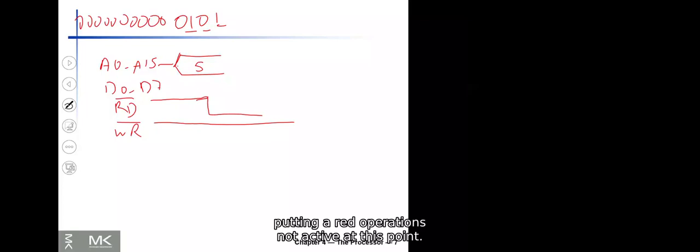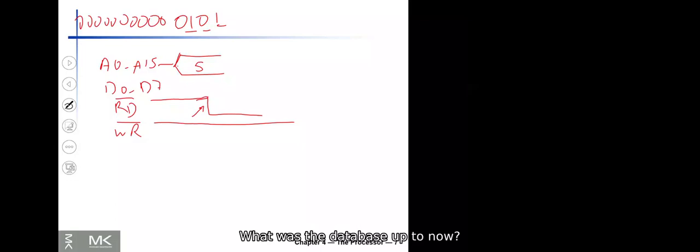At this point, when the read gets low, it means that the read is active. The memory starts going to the location that we have specified and gets the content of that location and puts the value on its data bus. Up to now, what was the data bus? What was that value? We don't know.